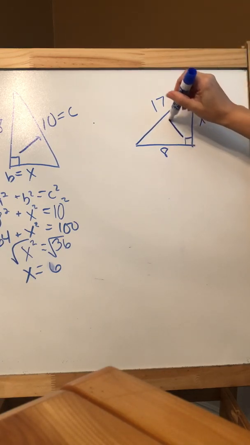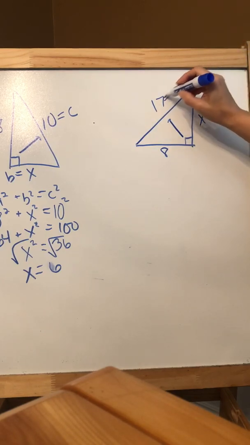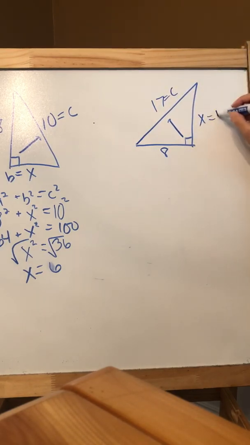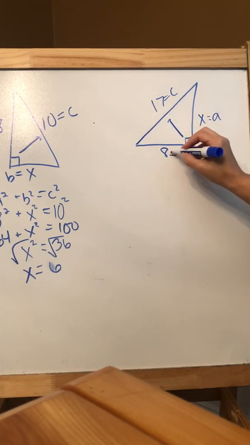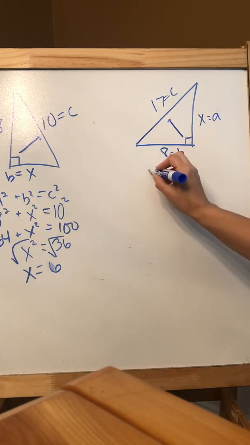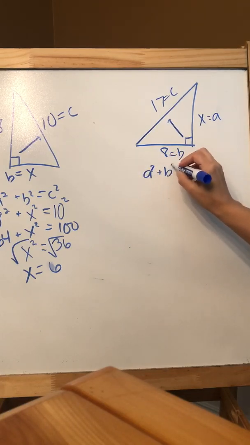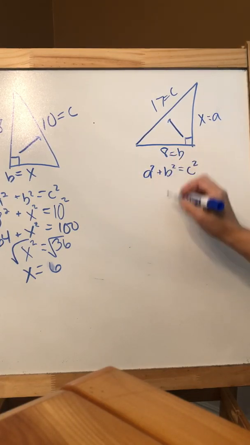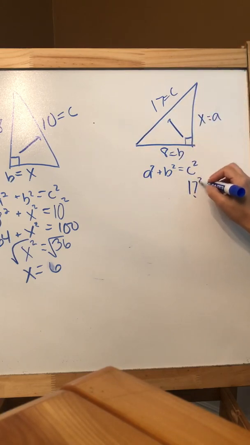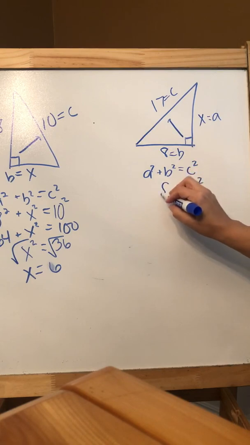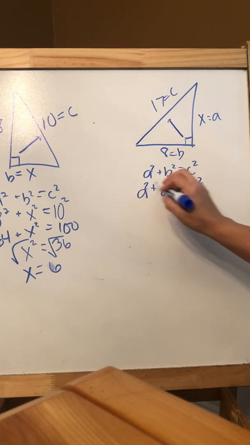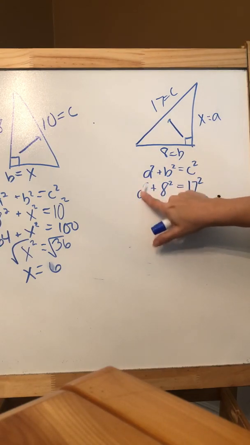Find your right angle, draw a line to the side across, that's your C. Label, here we made x b last time, let's make it a. Label each of the legs, set up your equation, a squared plus b squared equals c squared. Plug in your numbers, 17 squared equals 8 squared plus a squared. Well, here, plug in x.